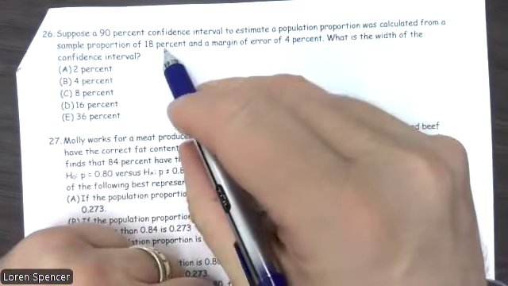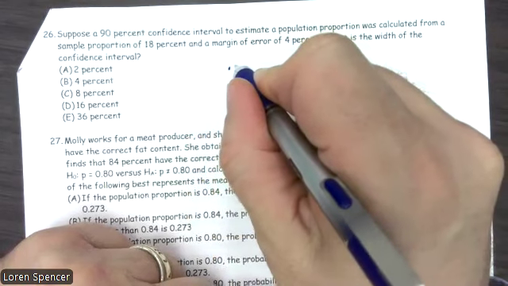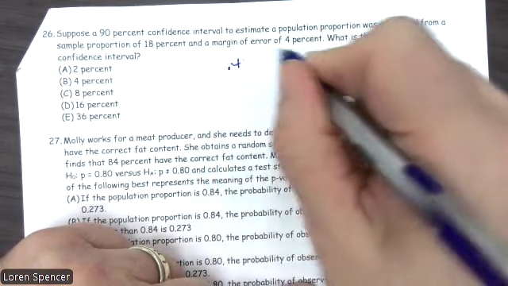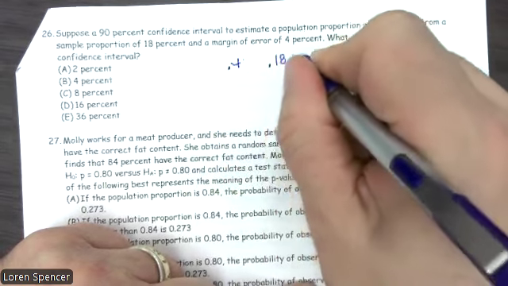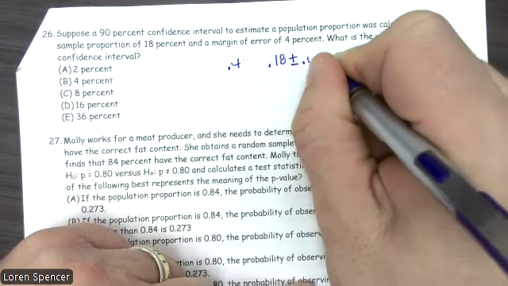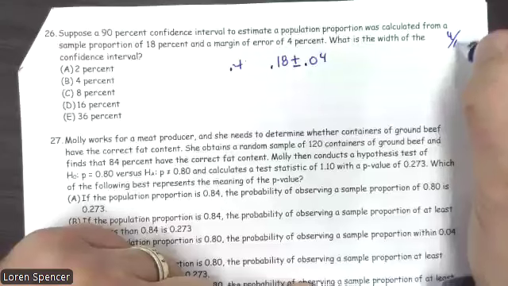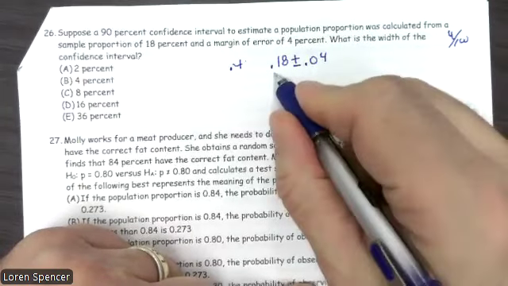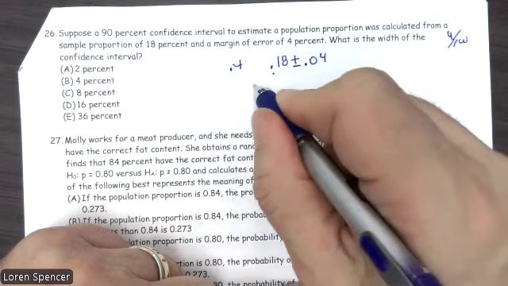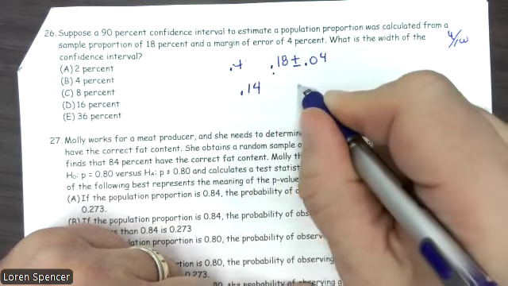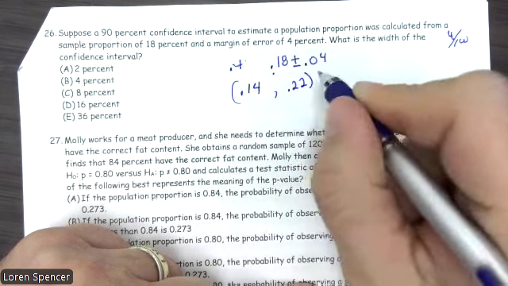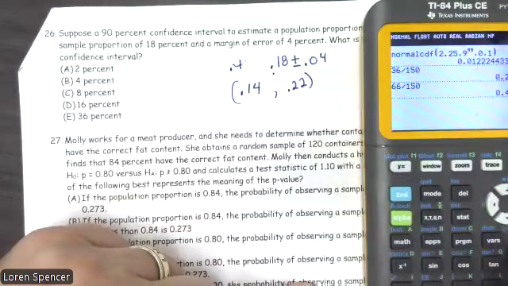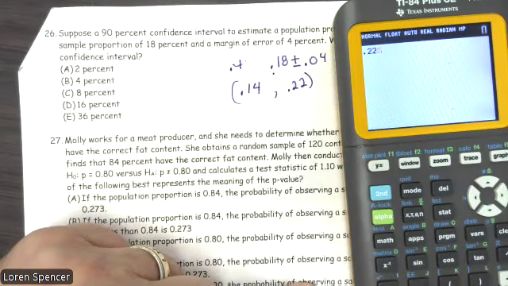Cool. So we would expect, because remember, it's basically your center plus or minus the margin of error. So 0.18 plus or minus 0.04. Because all I do is take the 4 and divide it by 100. Same with the 18. Which means if I take 18 minus 4, I'm down to 14. If I take 18 plus 4, I'm up to 0.22. So that's my interval. Well, 0.22 minus 0.14 equals 0.08.